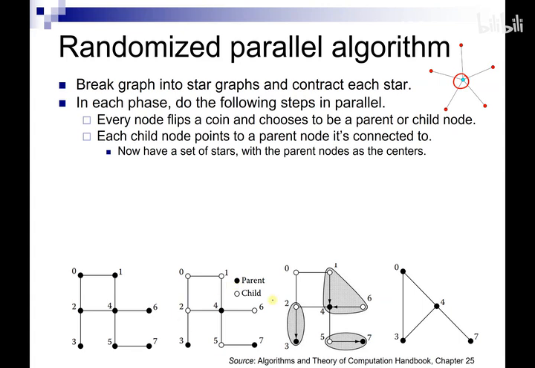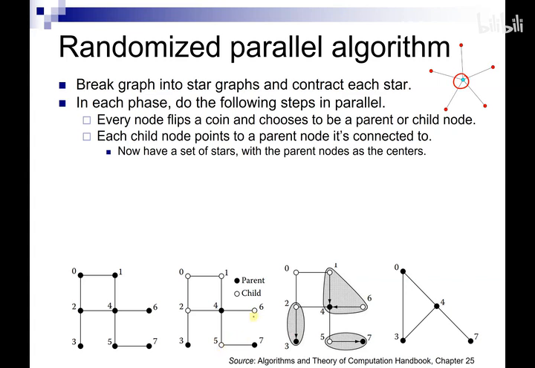So then we have, let's say, this situation over here. Now every child node is going to point to a parent node that it's connected to. For example, this child node has 2 neighboring parent nodes, so it's going to choose one of them. It can choose arbitrarily, but it's going to choose one of these parent nodes and point to that parent node. For example, it's going to choose 3 as a parent node, and then point to 3.